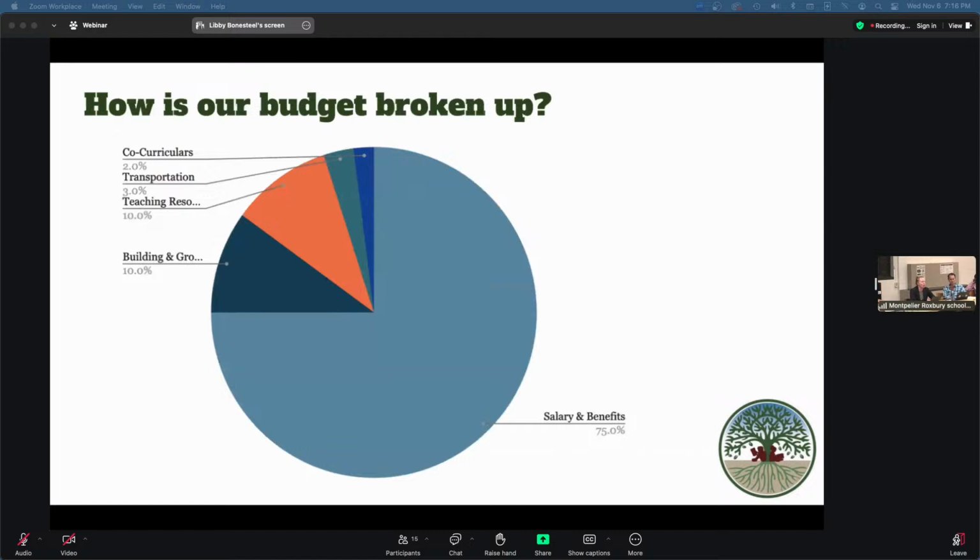So just in general, this is very general. We'll go into much more specifics in the first draft. But this is just very general, taken from our FY25 numbers, how our budget is broken up, just so the board gets ready for where you have the most control here. Salaries and benefits takes up 75% of our budget. Buildings and grounds is 10%. Teaching resources, so that's curricular resources, technology, all of that kind of stuff that a teacher needs and uses, is 10%. Transportation is 3%, and co-curriculars is 2%.